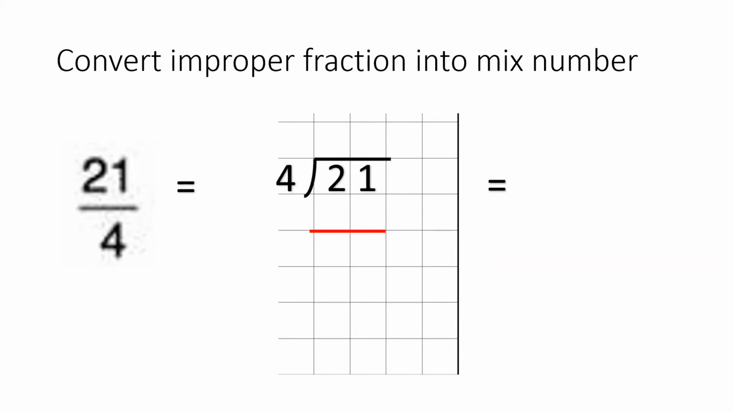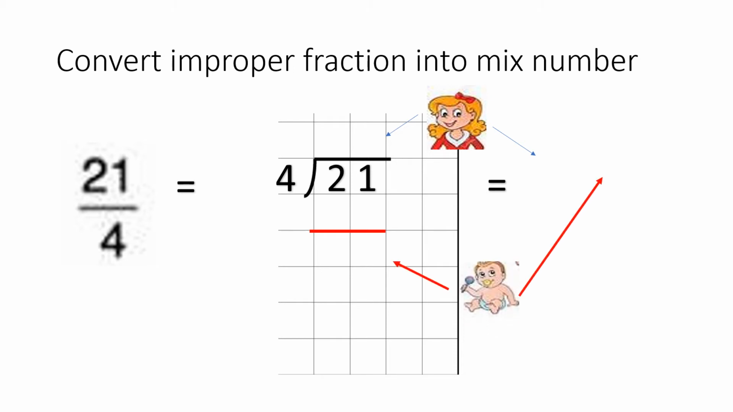Let's try another one. We have 21/4. Remember, 21 is the dividend, which is inside. 4 is the divisor, which is outside. And he is your denominator, the dad who never changed. So mommy, you have to write as a whole number. Son, you must write as a numerator, and that is the denominator.